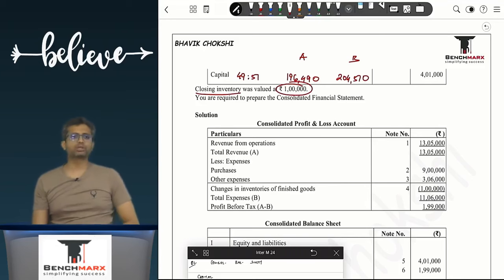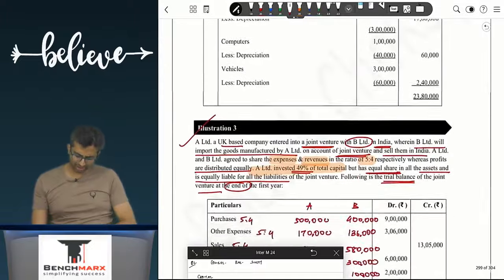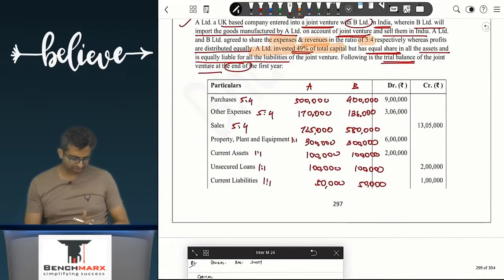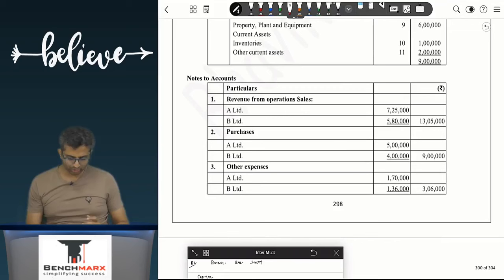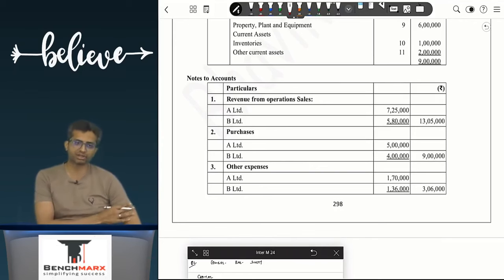This will help you in the changes in inventory working. Do you have the data regarding opening inventory or anything given? No. So this will come in the closing stock if you have to prepare the balance sheet. And if I prepare the trading account, this will go in the changes in inventory working.